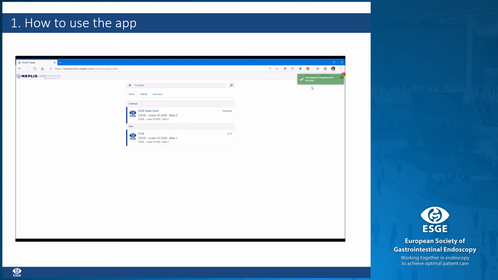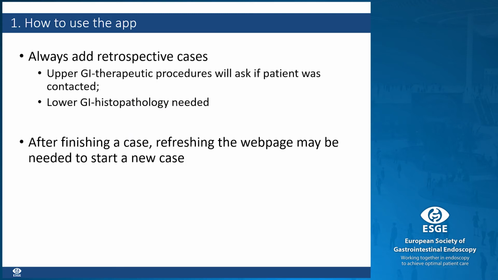So just a few tips on the cases. Please remember to input cases only retrospectively. For this upper GI app, in all therapeutic procedures, you will be asked about contacting the patient regarding complications. Also, for the lower GI app, you will require the histopathology report. Finally, after finishing a case, please refresh the web page. It may be needed to start a new case after just a few seconds.